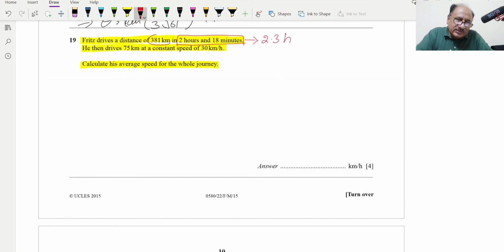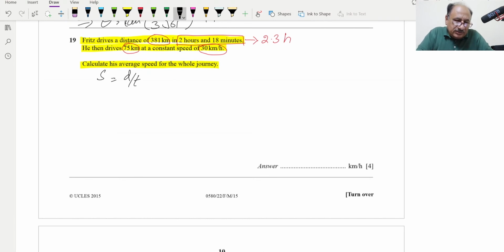Total distance is 381 and 75 kilometers. So 75 kilometer distance covered with speed of this. So we'll calculate the time taken to cover 75 kilometers. For that, we will apply speed is equal to distance over time. So this will be S is equal to D over T.